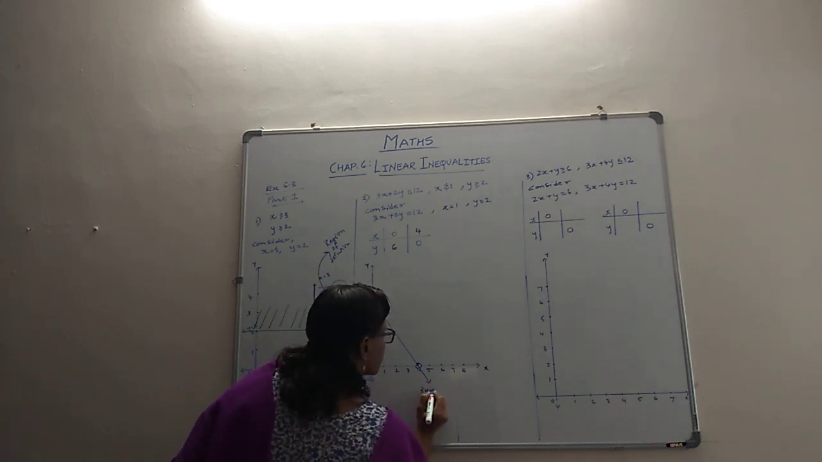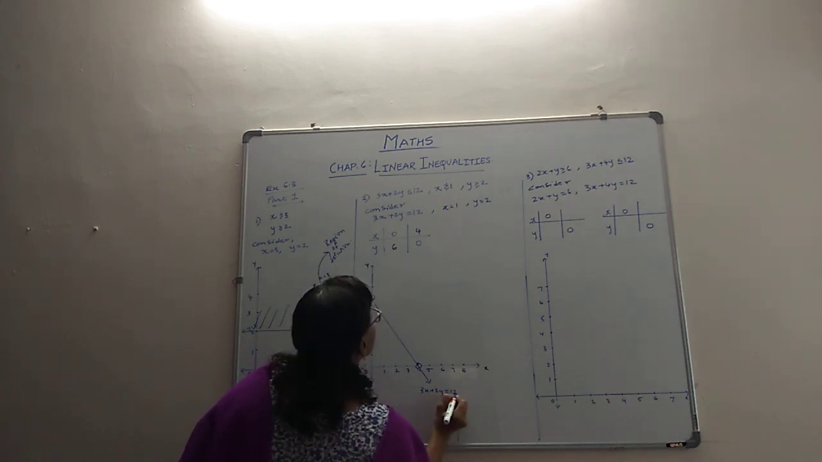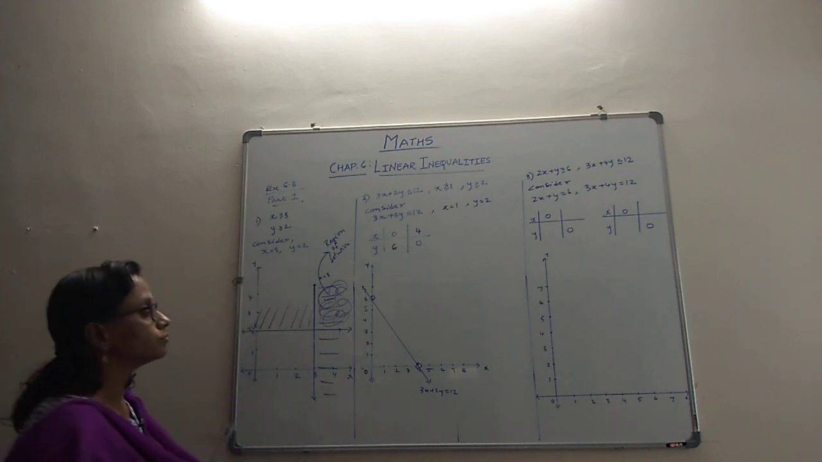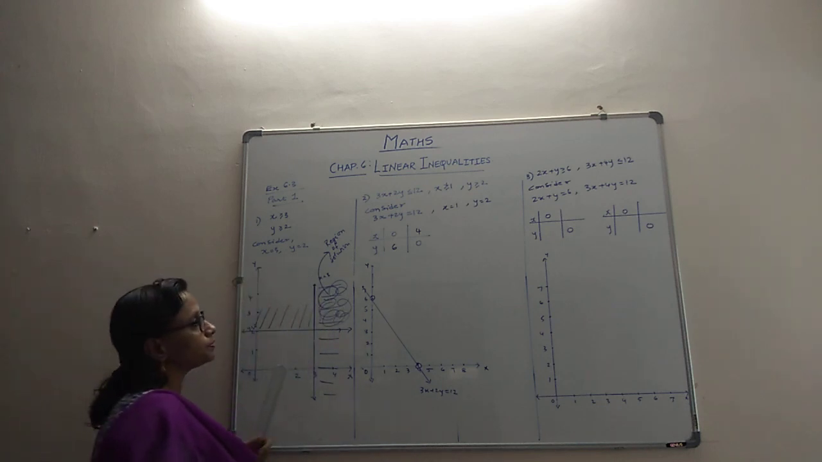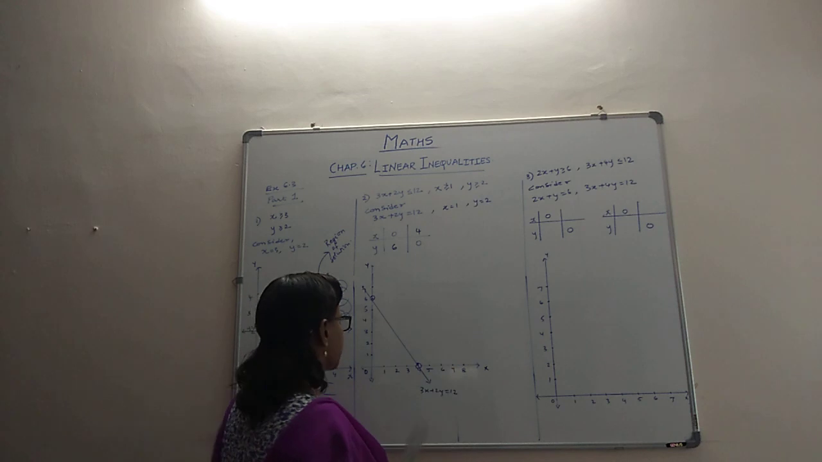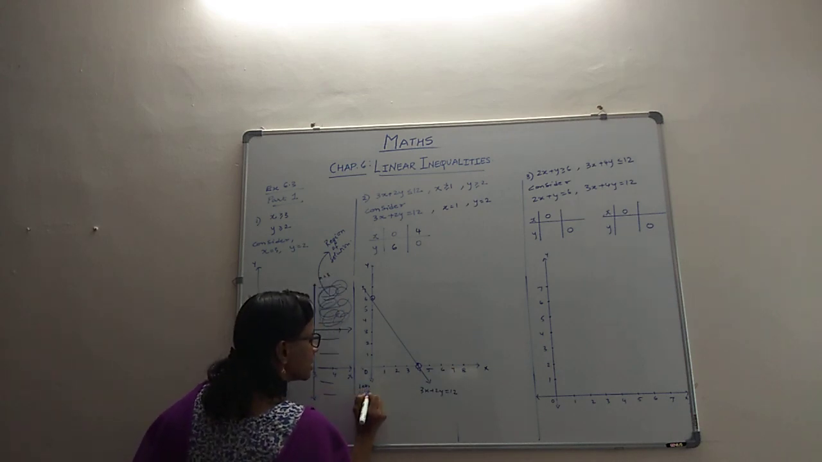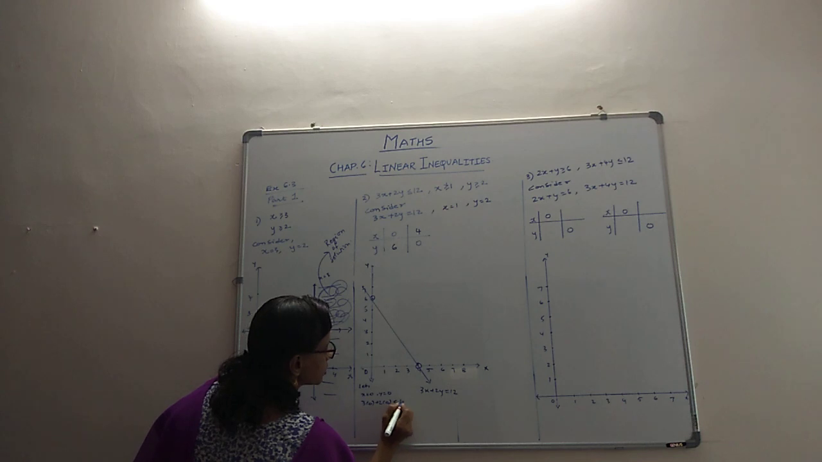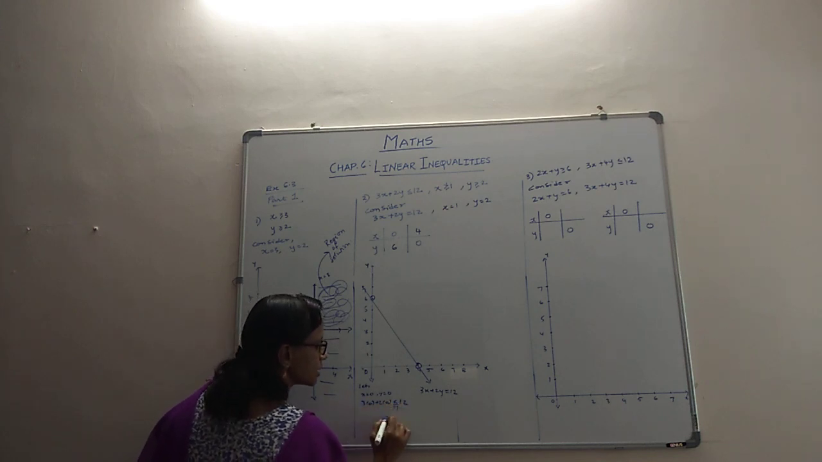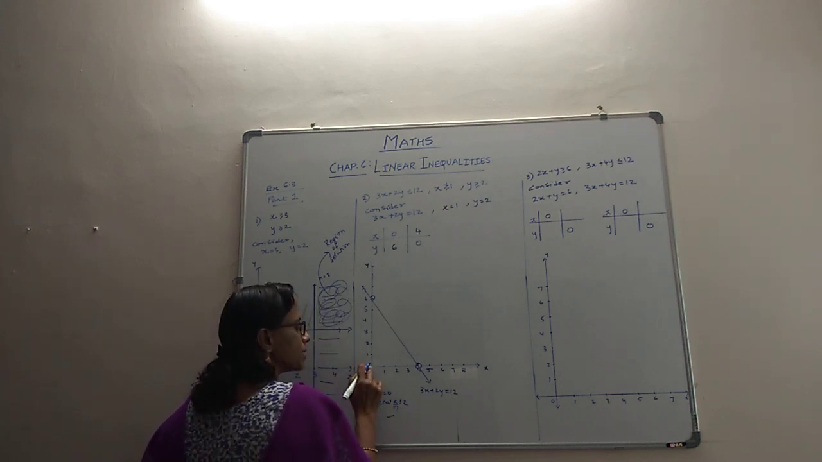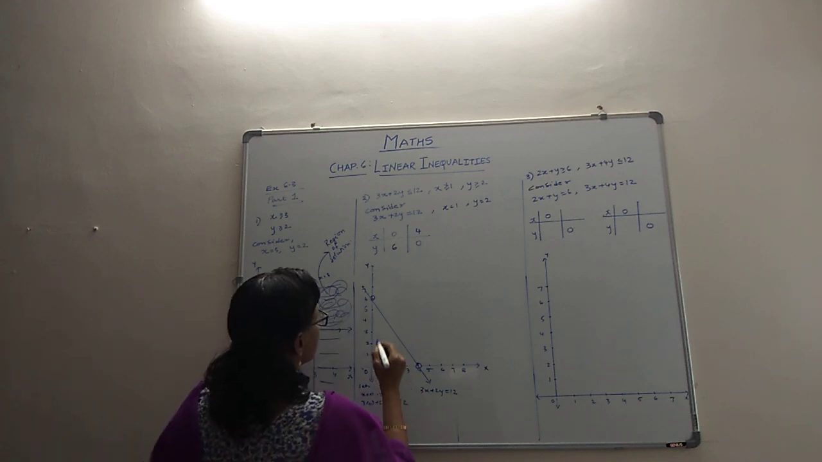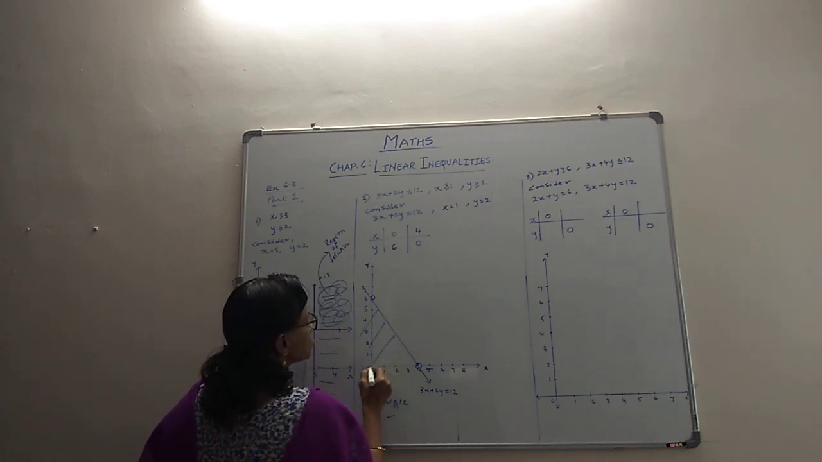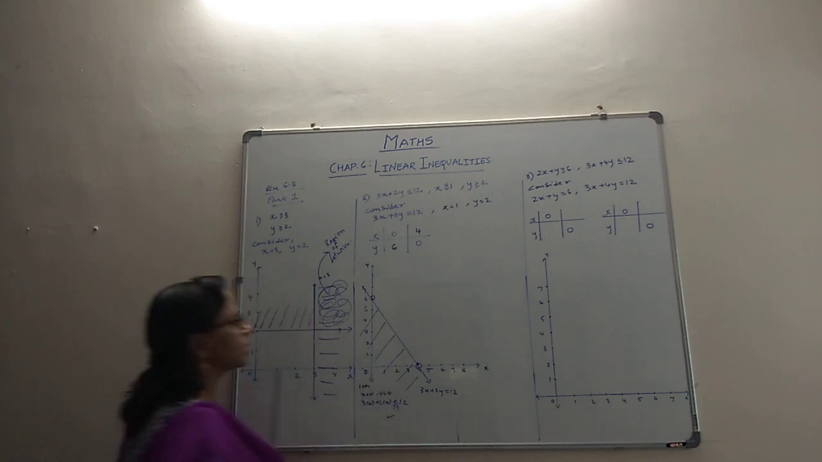3x plus 2y is less than or equal to 12. Which part should be the region, whether this part or that part? For that, let x be 0, y be 0. So 3 into 0 plus 2 into 0, whether or not it's less than or equal to 12, yes. 0 plus 0 is less than 12, yes. So the place of the origin is a part of the solution. So this is the solution part for this line.